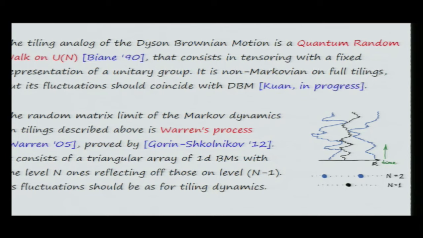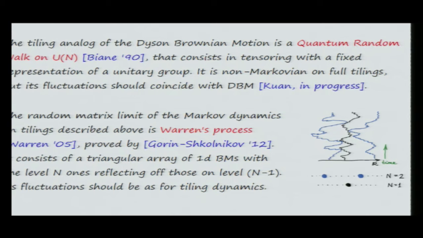And so the analog of the Dyson-Brownian motion on the level of tilings is something that's not quite visible to the classical probability. This is actually a quantum random walk, which in representation theoretic terms amounts to tensor multiplying representations with a fixed one several times. Its projection to the tilings is going to be non-Markovian. But if one does things properly in terms of quantum probability, then one can see that the two things match. And that's the work of Jeff Kwon that is currently in progress.